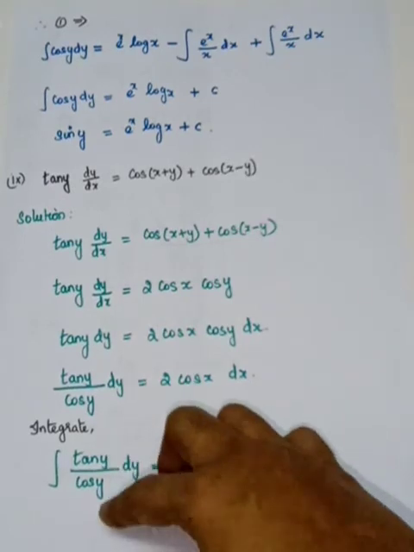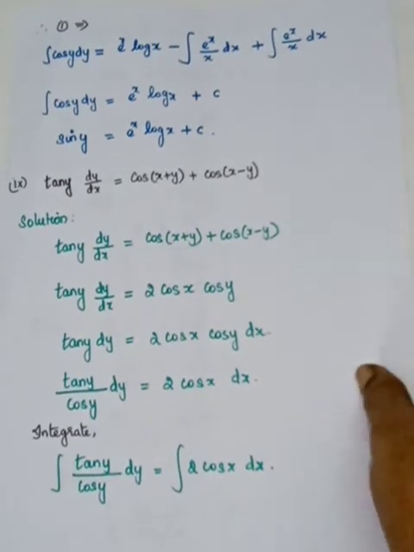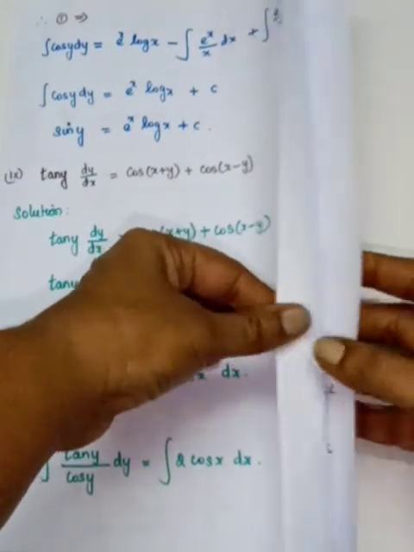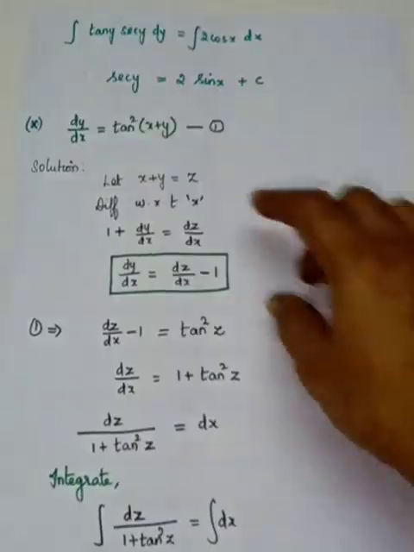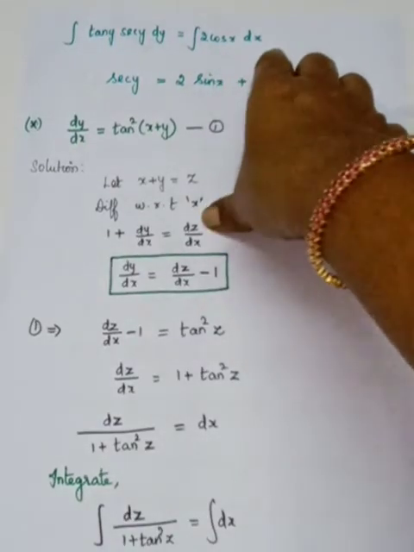So 1 by cos y can be written as secant y. The reciprocal of cos y is nothing but secant y. So it can be written as integral tan y secant y dy is equal to, what is in the right side? Integral 2 cos x dx.